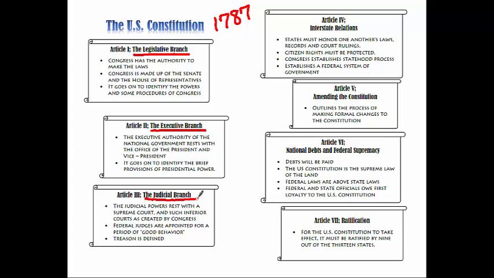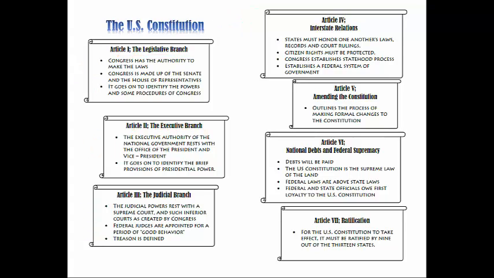You will have to know which article belongs to which branch, and this is pretty easy for us to remember. We always think of the legislative branch making the laws first, then the executive branch enforcing the laws second, and then the judicial branch interpreting the laws third. So we always go with Article 1, 2, 3, legislative, executive, judicial. Hopefully that makes a lot of sense and you'll be able to remember what that means.